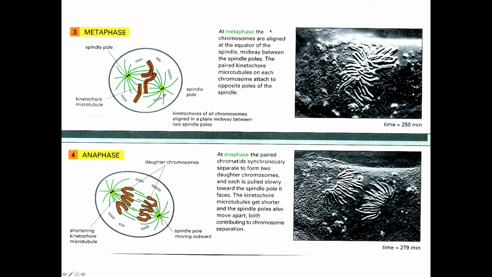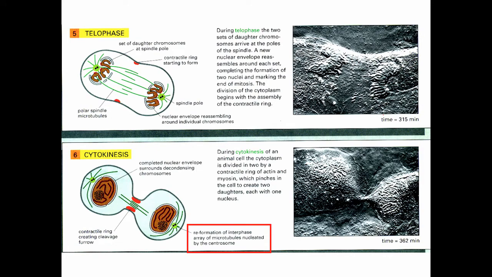At metaphase, the chromosomes are aligned at the equator of the spindle, midway between the spindle poles. The paired kinetochore microtubules on each side of the chromosome attach to opposite spindle poles. And then at anaphase, the paired chromatids are synchronously separated. Each is pulled slowly towards the spindle pole that it faces. The kinetochore microtubules get shorter, and the spindle poles are also pushed apart. And so pulling of the chromosomes on the spindle and pushing the spindle poles apart both contribute to chromosome separation.